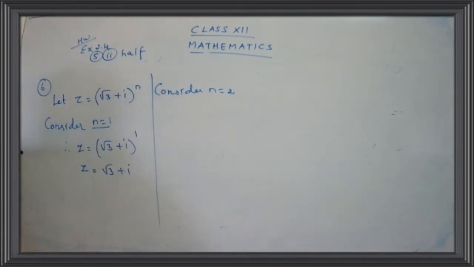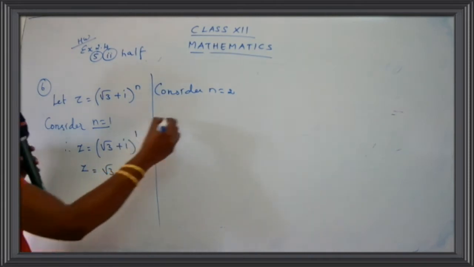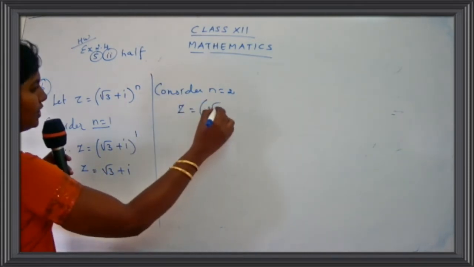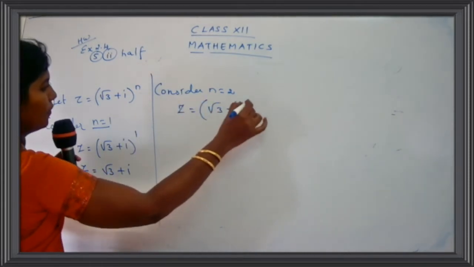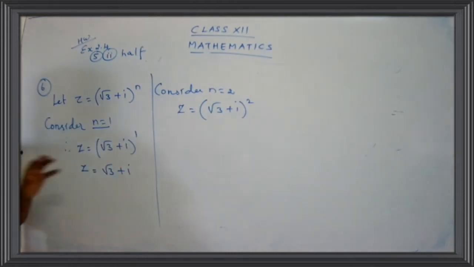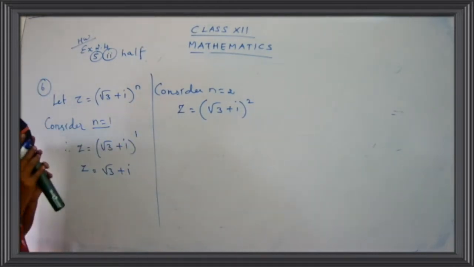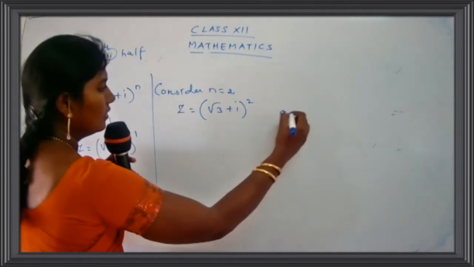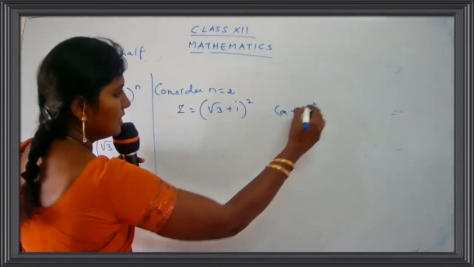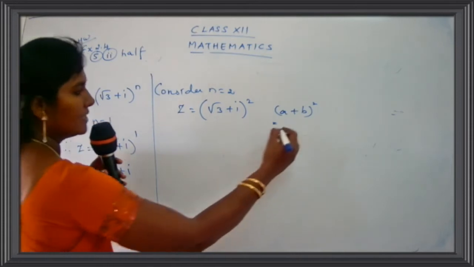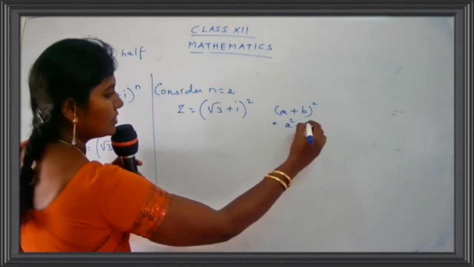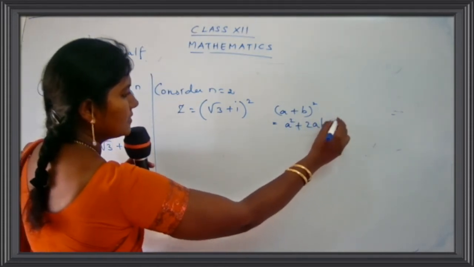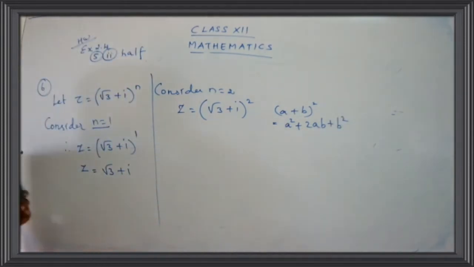So let's solve it. So z is equal to root 3 plus i the whole raised to 2. You're going to use the expansion of a plus b the whole square, children. What is the expansion of a plus b the whole square? Yes, a square plus 2ab plus b square.